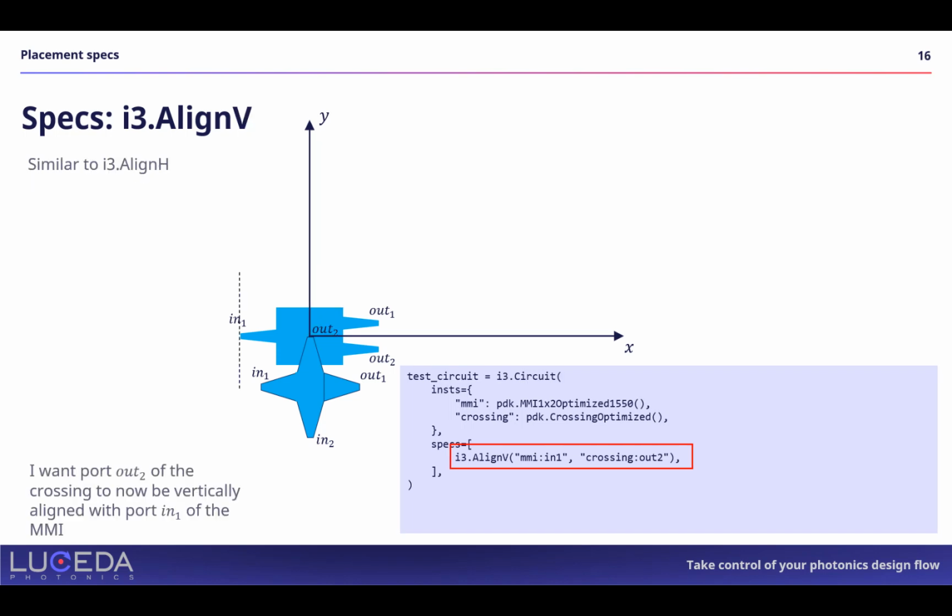Similarly to the last example, we can also align vertically. Here I want port out2 of the crossing to be vertically aligned with port in1 of the MMI. So we add i3.align v to the specs list.